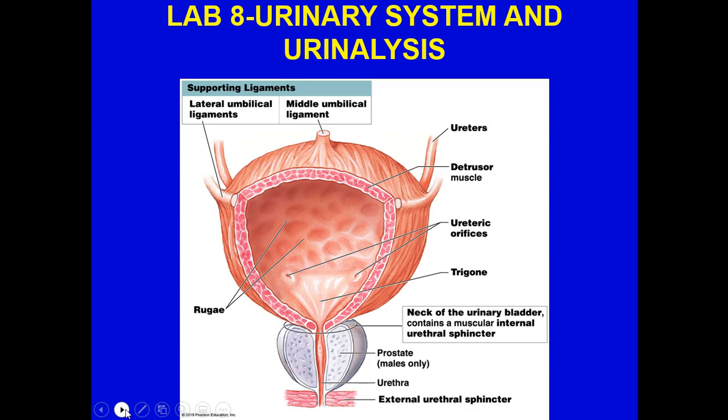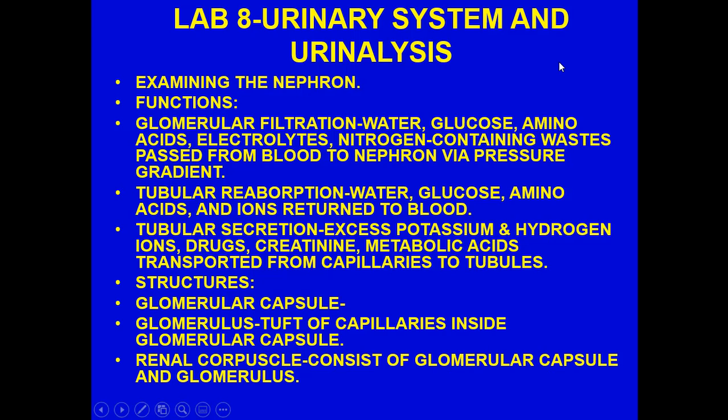Okay? Now, when we examine the nephron, the functions of the nephron include, of course, glomerular filtration. This is where we deal with the filtration of water, glucose, amino acids, electrolytes, and nitrogen-containing waste passing from the blood to the nephron via pressure gradient. So all this is occurring in that glomerulus. We also have tubular reabsorption. This is where we begin to pull back certain materials from the filtrate, usually water, glucose, amino acids, and some ions, and they return to the blood.